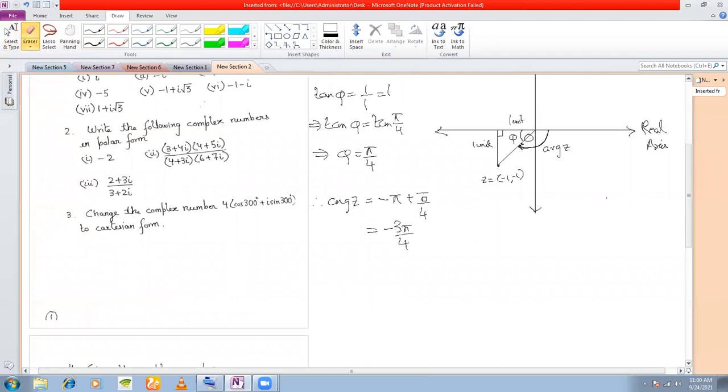Let me write one more step for you, so that if you are writing, you are clear. This should be minus pi plus phi, which is minus pi plus pi by 4. See that we are taking the angle in the clockwise direction here. Okay, proceeding to the next one then.